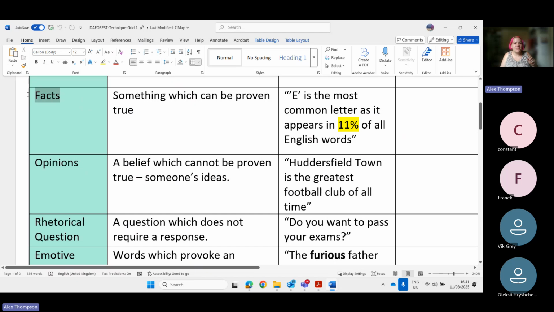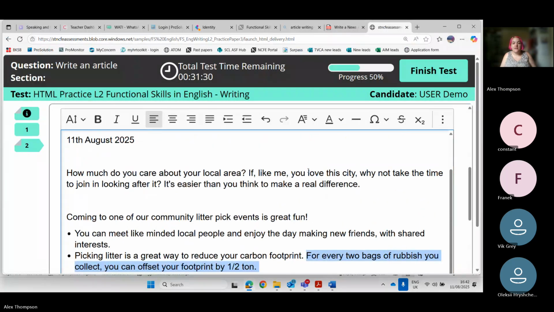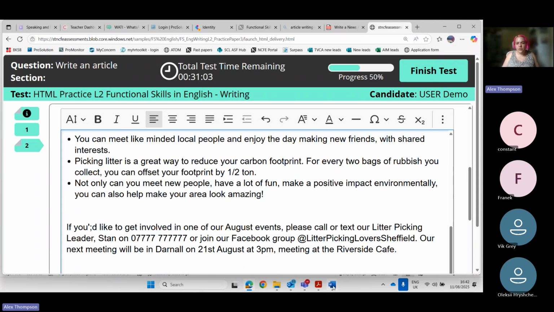After facts, we have opinions. So anything that is my thoughts or feelings or ideas. So if I say that this is fun, like this is my opinion here. If, like me, you love this city, I'm saying I love this city. That is my heart. These are my thoughts, my feelings. So we have opinion. I'm saying it's easier than you think. Well, maybe not for everybody. Maybe not for people who work many hours or have big families or responsibilities. It's entirely my opinion. So what's next on the list?